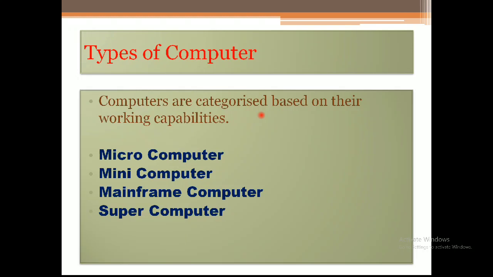So let's see what the different types of computer are and why computers have been categorized into different types. Computers are categorized on the basis of working capabilities. The categories are micro, mini, mainframe and supercomputer, and all have different work and functions. For this purpose only, computers have been categorized under different categories.